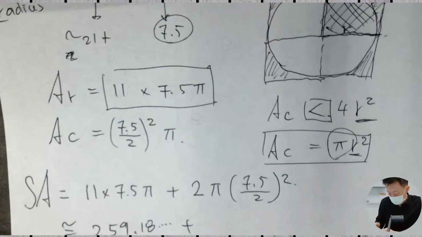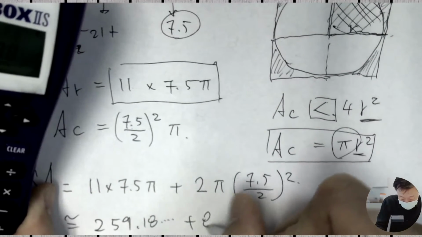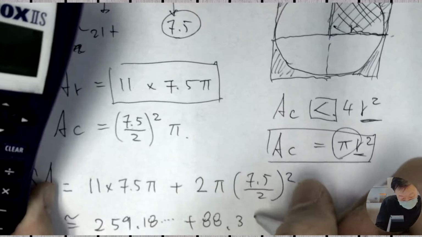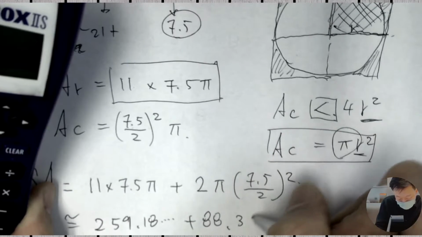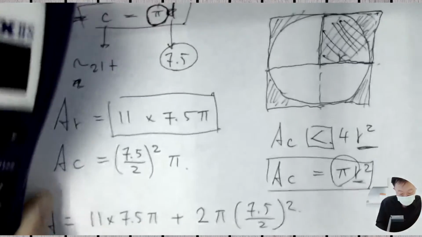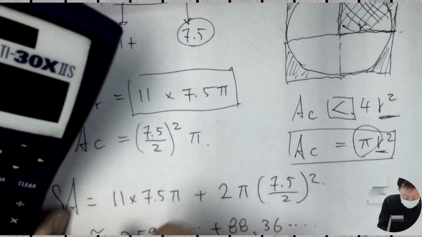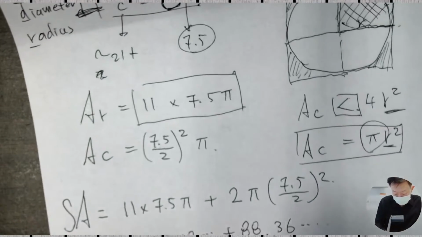Okay, verify that with me. And then you go, okay, I'm going to say 7.5 divided by 2 first, and then square that, and times 2 times pi gives me 88.357. So I'm going to round it to 36. Okay, something like that.